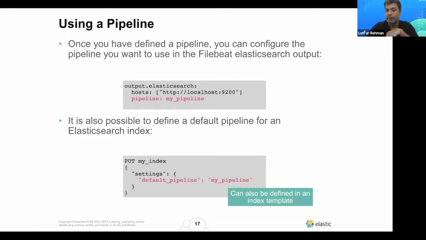That's the one method. The other method is that you can define a default pipeline for an index. If you do know that you're going to index data in a particular index, which can be ABC or XYZ, you can define a default pipeline for that index. That simply means that every single document which is going to hit that index for indexing purposes will go through that pipeline.